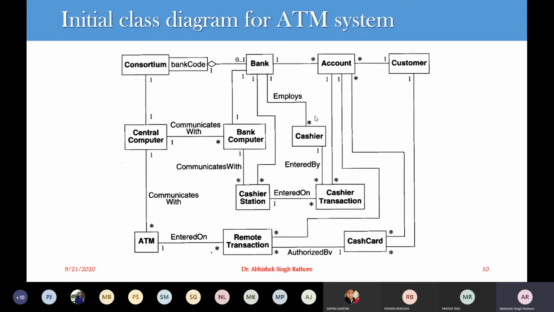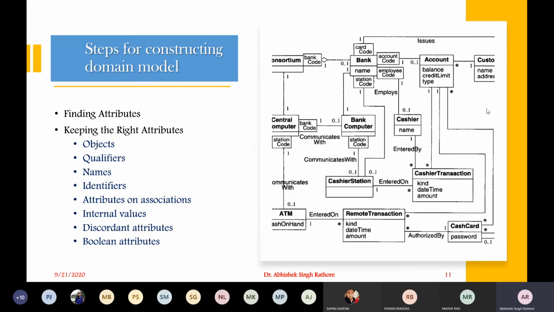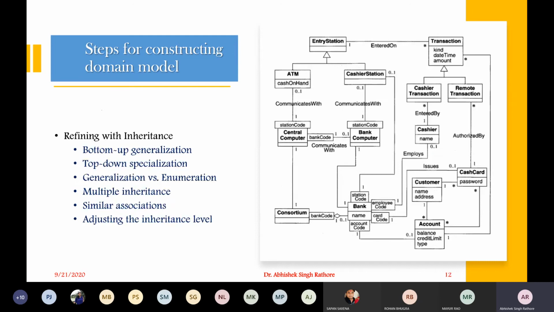So this is how we can consider a new class model, finding your attributes and keeping all those attributes in your model. Then we'll go for refining our inheritance. Once we have identified inheritance, we'll organize our classes by using some inheritance to share a common structure that is available.